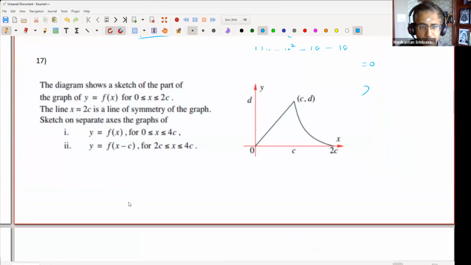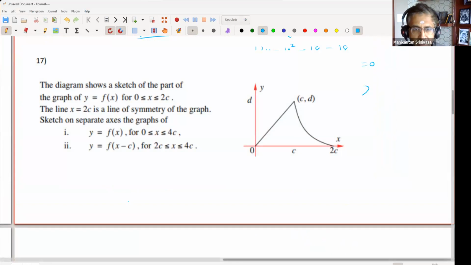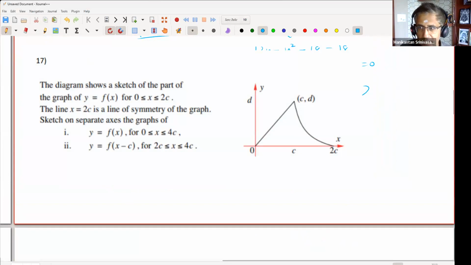Diagram shows... The line x equal to 2c is a line of symmetry. Sketch in a separate graph, the graph of 0 to 4c.